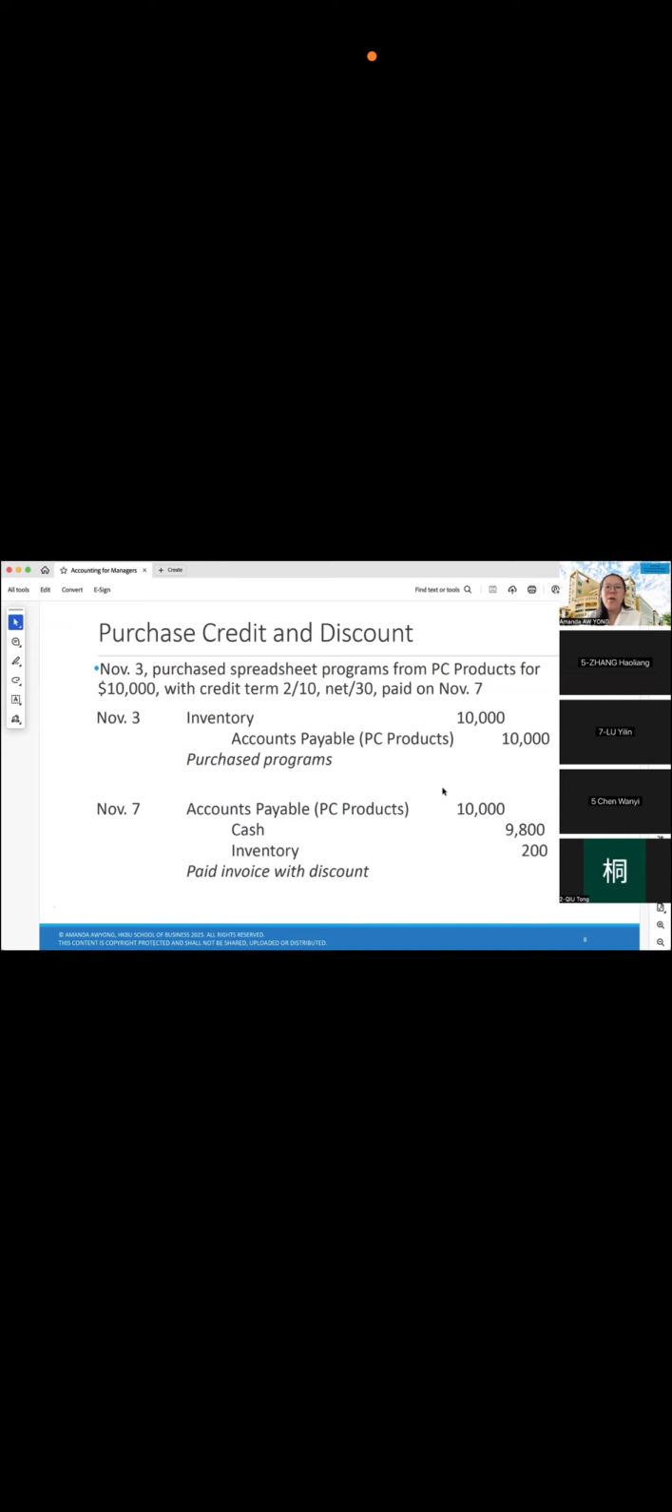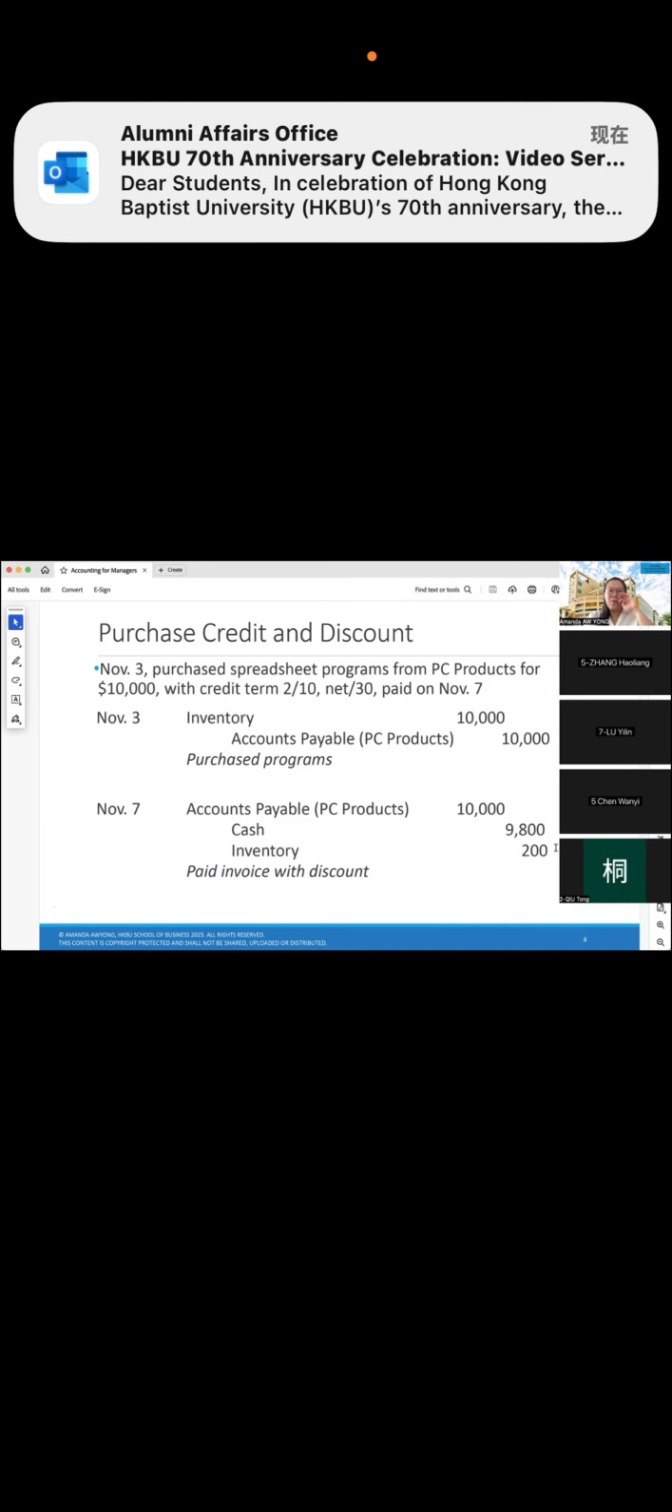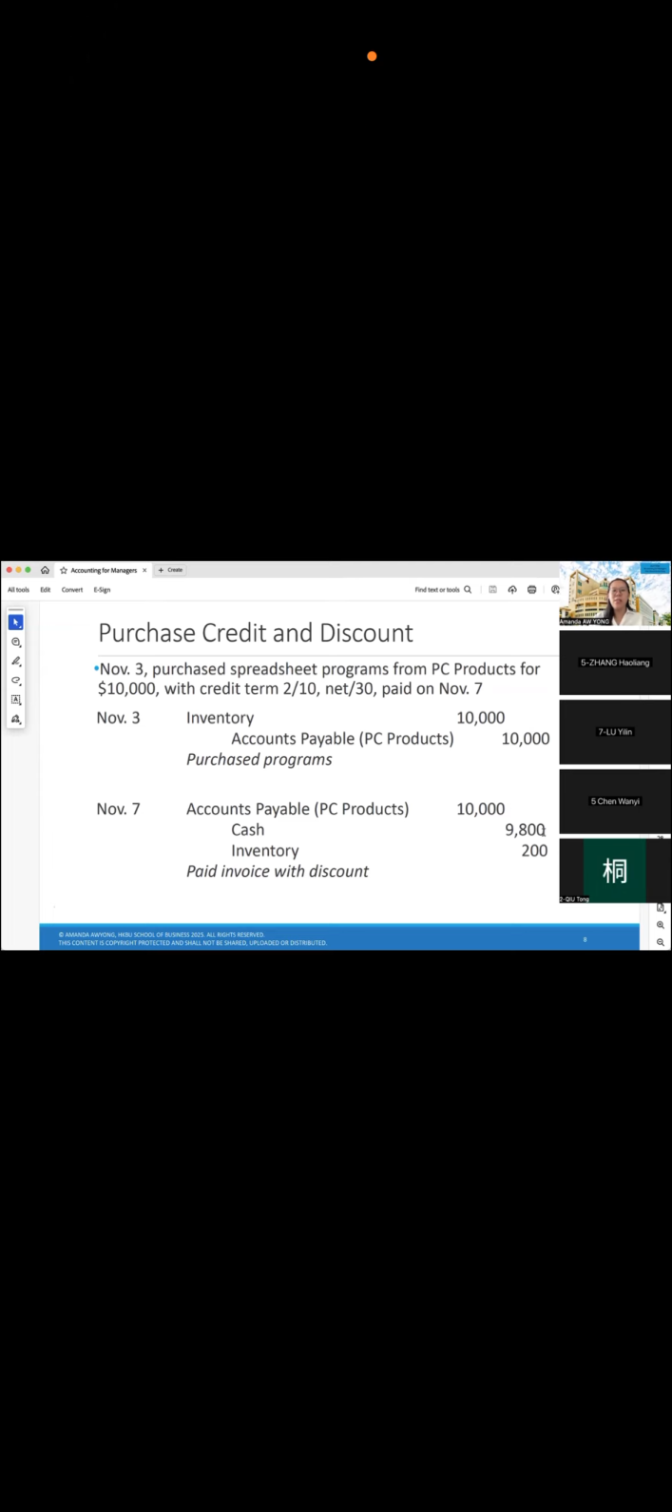Now, on 7th of November, when I finally paid it off, I'm going to reverse the full amount of AP, which is $10,000. So debit AP, $10,000, right? And recall that I took advantage of the credit term of 2%, and 2% of $10,000 is $200. So I am only paying $9,800 in cash. So credit cash, $9,800. And the remaining discount of $200, I'm going to reduce the value of my inventory by doing credit inventory, $200.